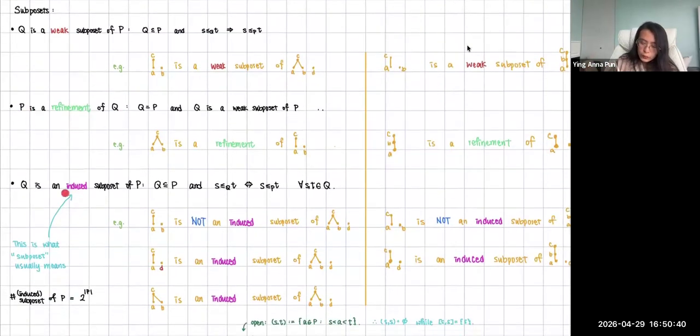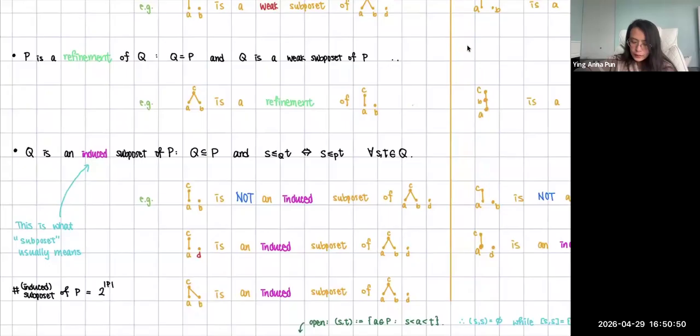And then the induced subposet, that's the most important one. That's the one people usually mean when they write Q is a subposet of P. So basically, like an induced subgraph, you have a subset of P, and S and T are comparable in Q if and only if S and T are comparable in P. So that's the meaning of induced subposet.